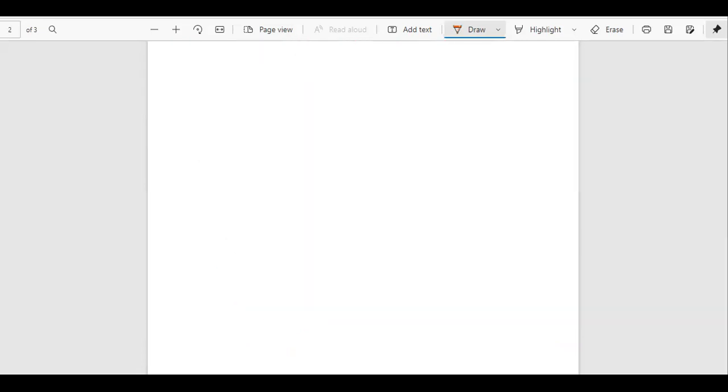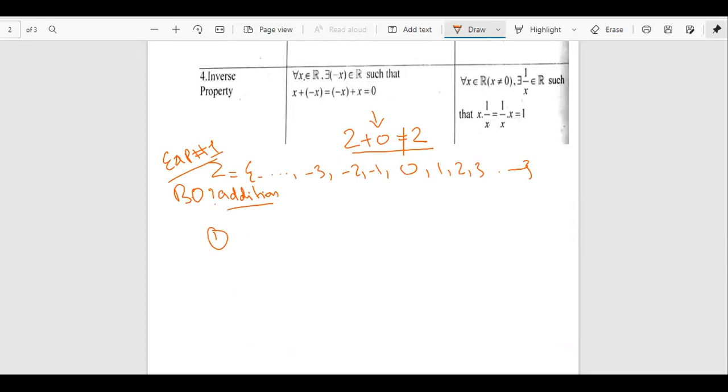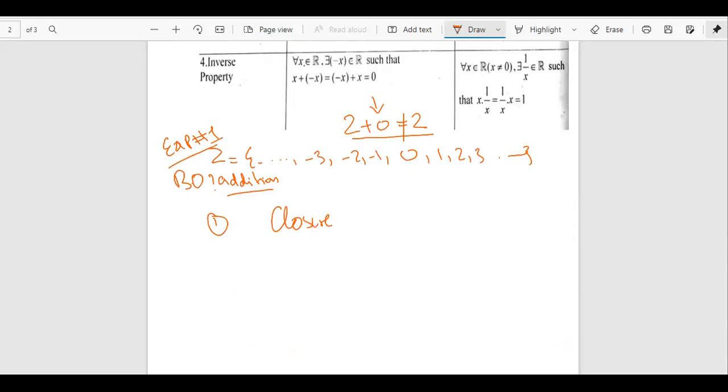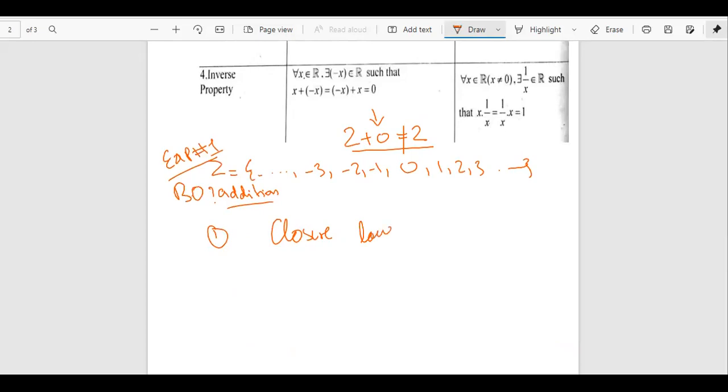Let's see if it satisfies closure law or not. So we are talking about the closure law. We have two elements, let's say A and B, which belong to the set of integers. Now these A and B could be minus 2, 1, minus 3, 3, 1, 2, 0, minus 1, any two integers from the set Z. When I say any, it means any. And the closure law says, when I apply my operation, that in this case it is addition, the answer should also belong to Z.